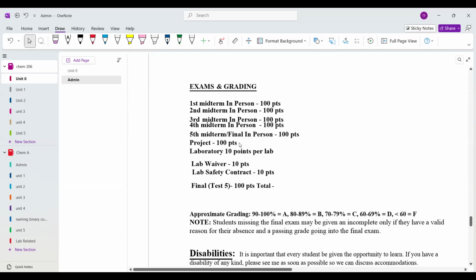Your project is worth a test, 100 points. Labs are 10 points apiece. The lab waiver and safety contract, you've probably filled out in 305, are going to be 10 points apiece. Very, very quick, easy 20 points you'll get for those. They take you 30 seconds apiece to do if you're slow.